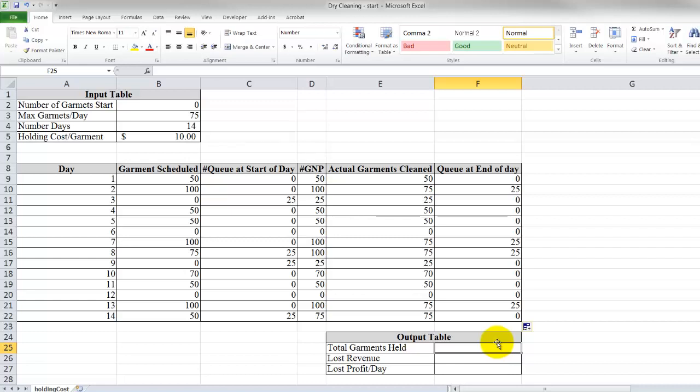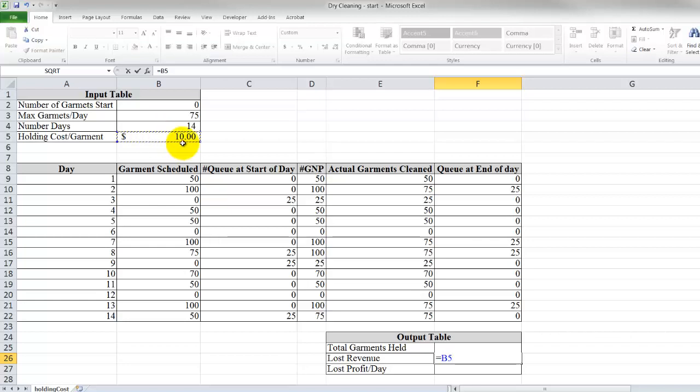So the total number of garments will simply be a sum of everything in the table above. And it does appear that we have 100 garments that we were holding at one time or another. So what would be the lost revenue? Well, we simply have the $10 holding cost, which could be thought of as the lost revenue per day, times the value above. I'm just going to reference G25, it looks like, and hit the arrow key over to reference the cell above. So we've lost exactly $1,000.